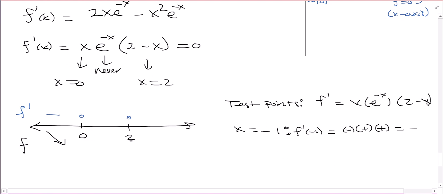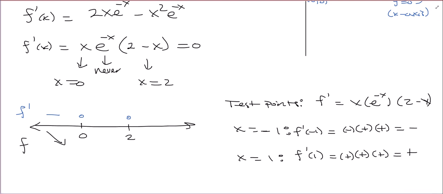Now between 0 and 2, what happens? If it decreases, we're going to have a saddle, but if it increases, we're going to have a local min there. So pick something between 0 and 2. Let's say x equals 1. So the derivative at 1. So now we're going to have positive. E to the minus x is always positive, and then 2 minus 1 is positive. So everything is positive. So my derivative here is positive, which means that the function is increasing.